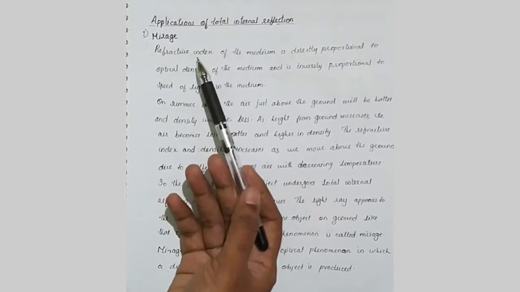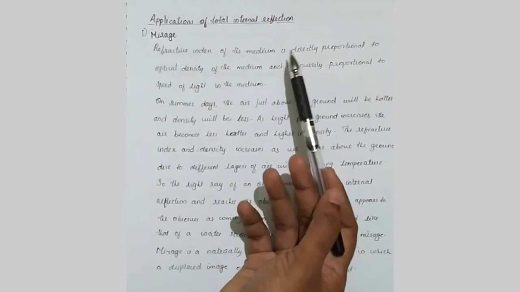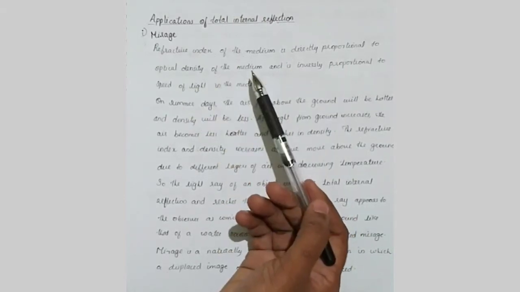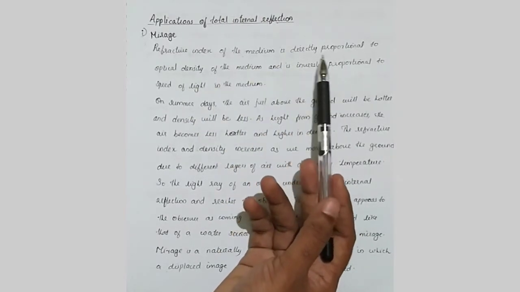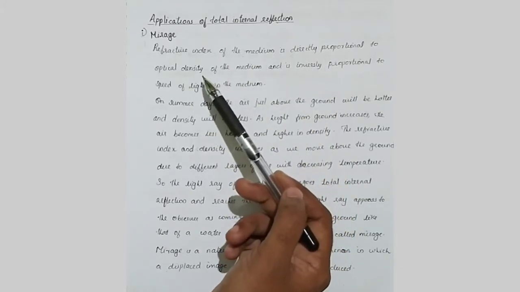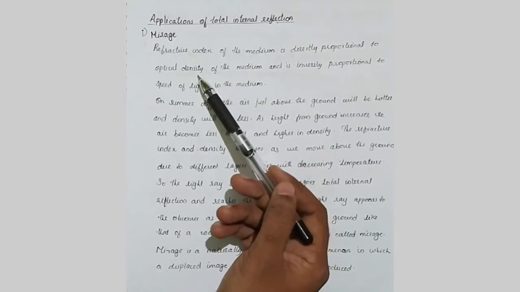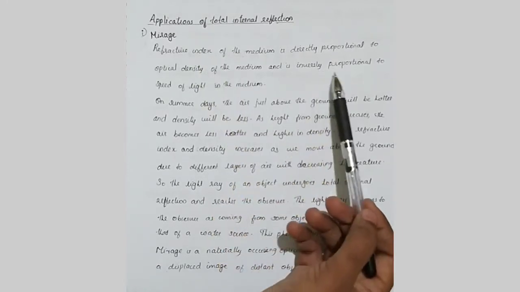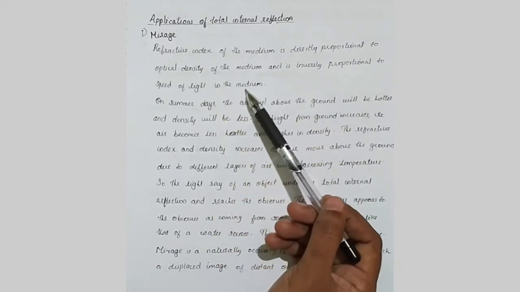So the refractive index of a medium has dependence on the optical density of the medium, that is, it is directly proportional to the optical density of the medium. As optical density of the medium increases, the refractive index increases, and it is inversely proportional to the speed of light in the medium.